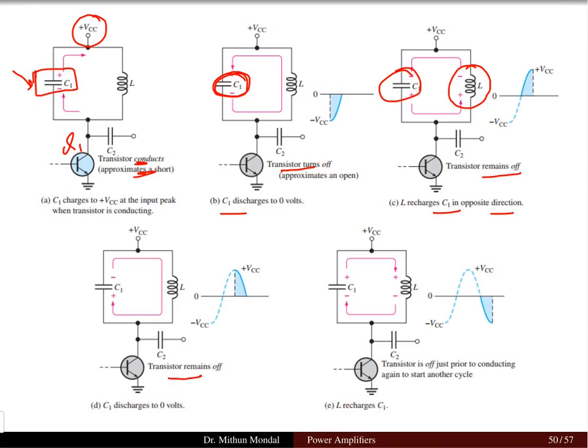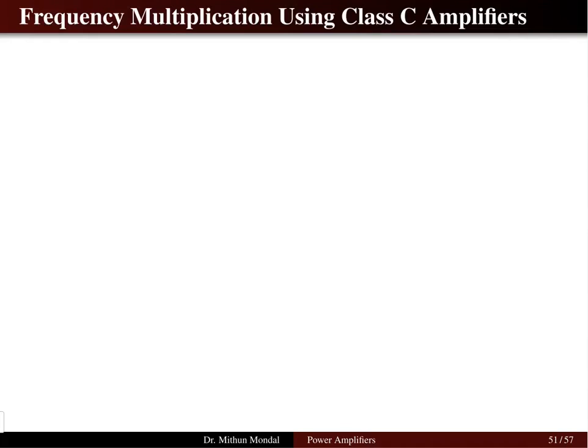While the transistor is still off, the capacitor will discharge to 0 volts and the inductor will again recharge C1. So this exchange of energy between the inductor and the capacitor will result in an output which is sinusoidal in nature. So we will be getting a sinusoidal output because of the tank circuit.